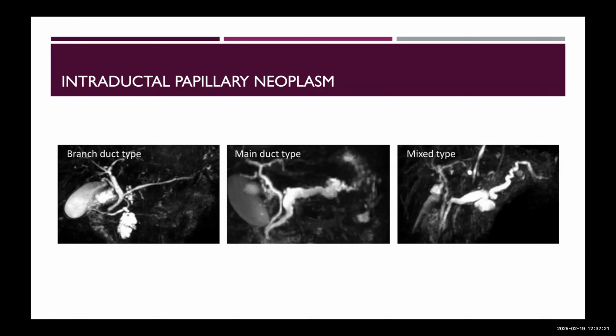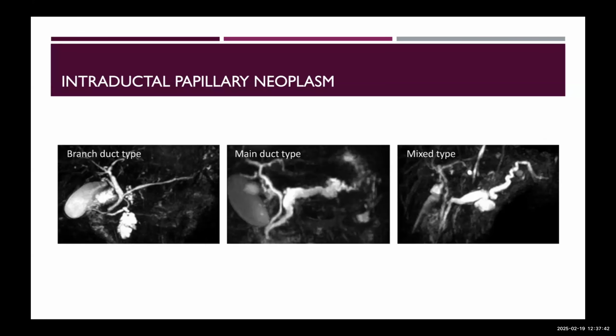Whereas in the middle, you've got a main duct IPMN. You can see the ductal structure is entirely dilated throughout. And then lastly, you've got the mixed type IPMN, where you've got a dilated side branch. So that sort of larger cystic lesion below the pancreas duct is quite dilated. And then you've got the rest of the pancreas duct, which is dilated as well.